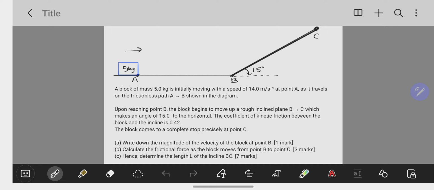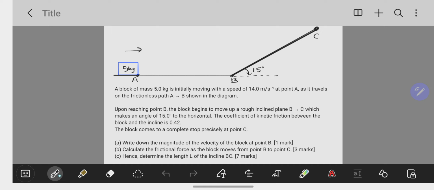The coefficient of kinetic friction between the block and the incline is 0.42. The block comes to a complete stop precisely at point C. Write down the magnitude of the velocity of the block at point B.